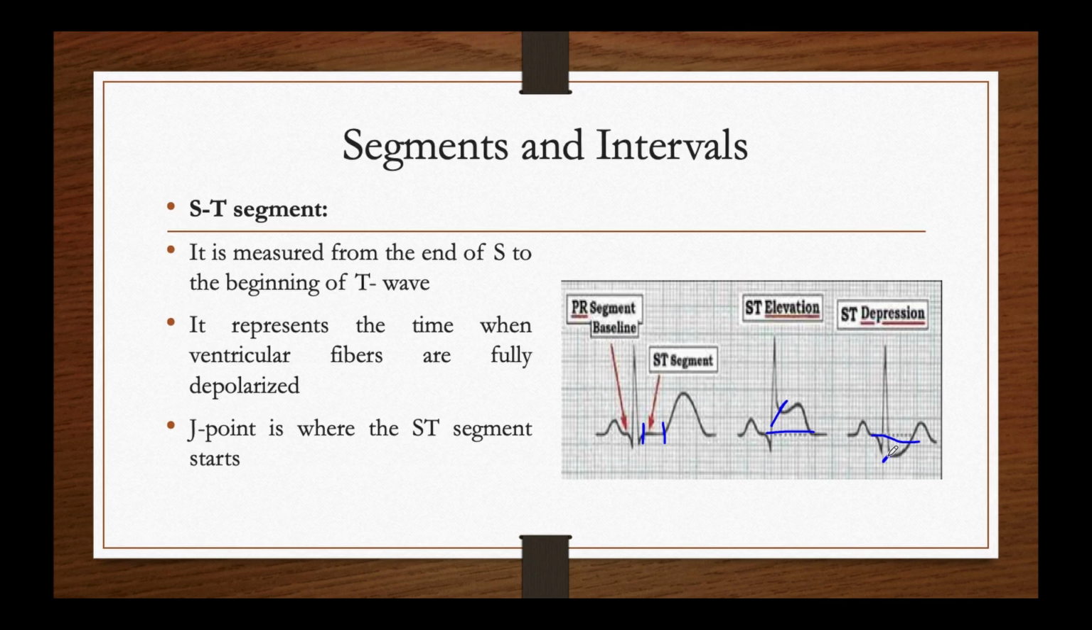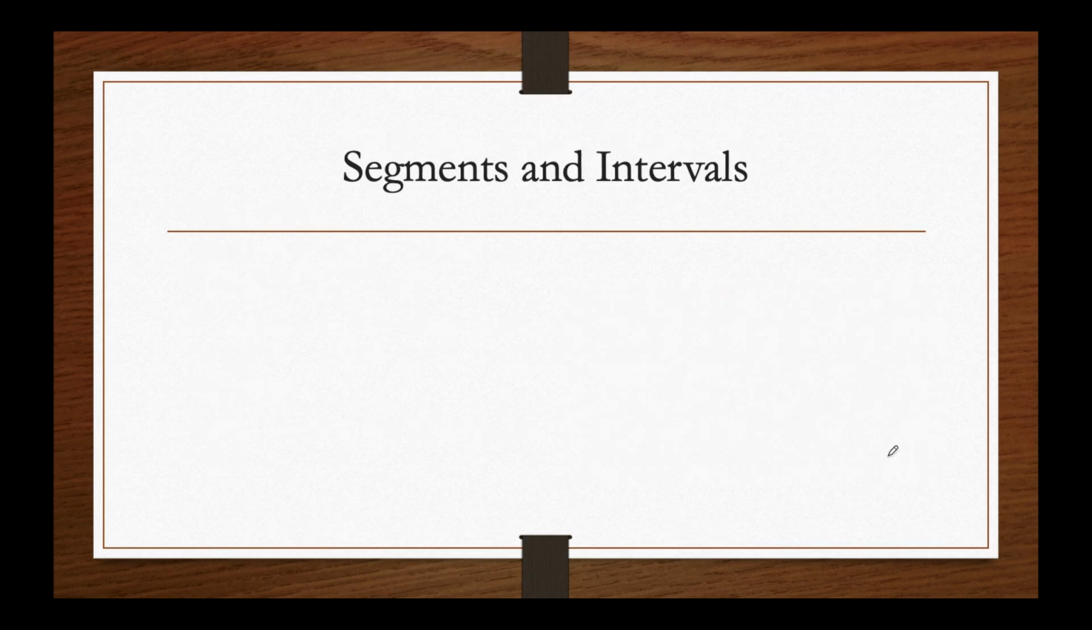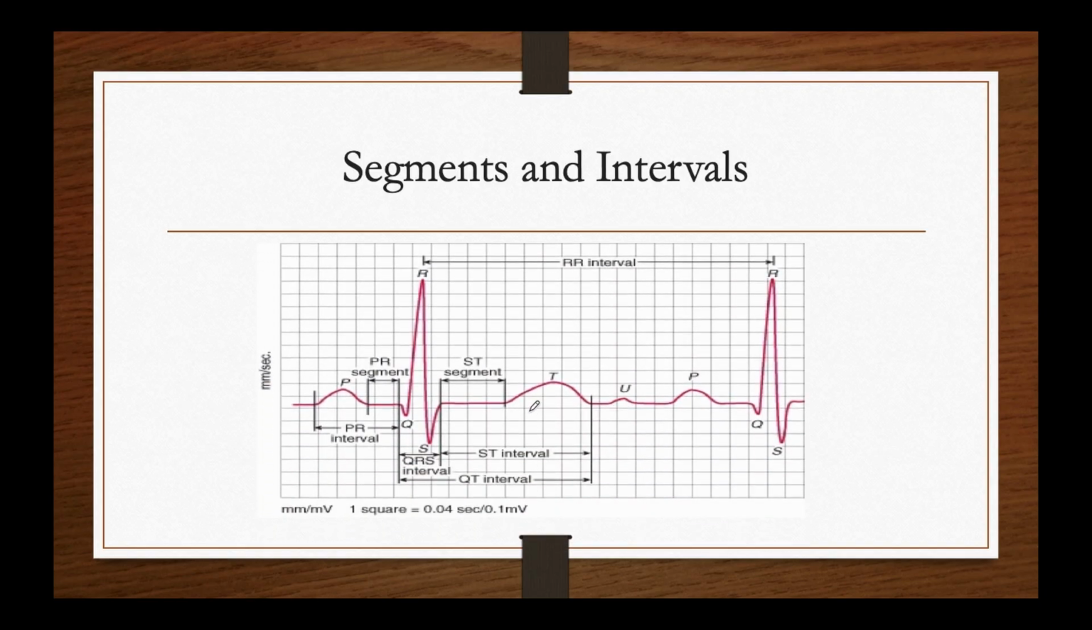When we talk about segments, the problems associated with segments are usually in relation to their morphology or structure, and so we are going to have things like elevation, as in STEMI, ST elevation myocardial infarction, or even depression, as in ischemic heart diseases. So that is it. It's very important for you to note that segments talk about morphological problems, and intervals talk about problems with duration. Very, very important.